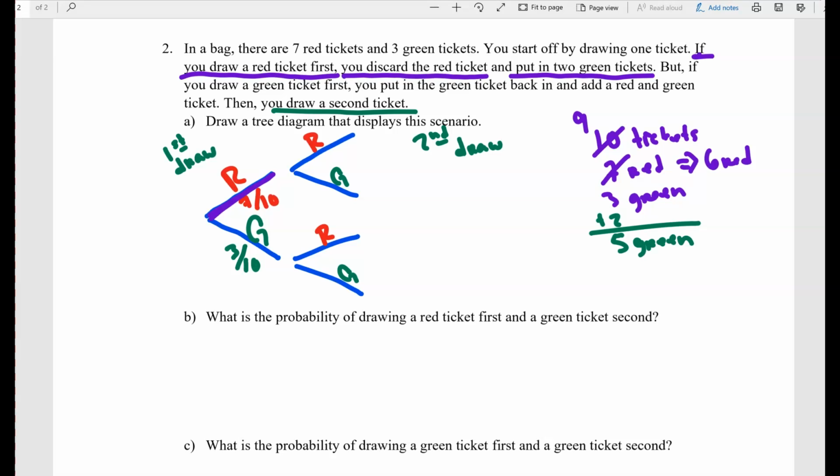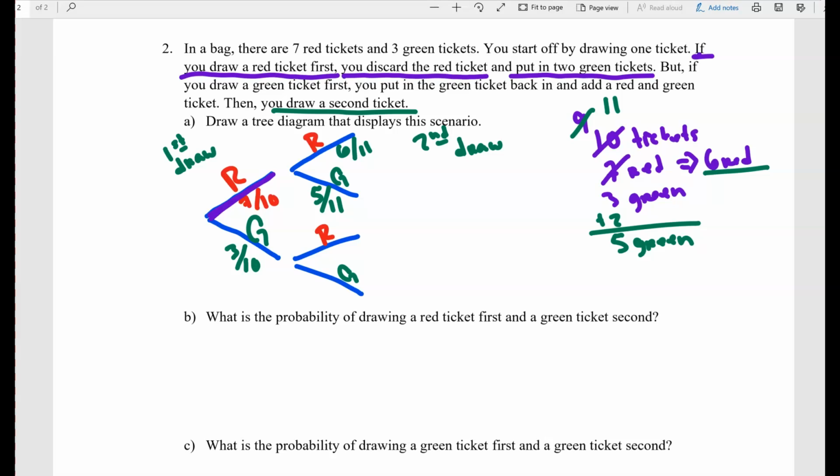If I added 2, how many total tickets do I have? Now I have 11. So how many red do I have? I have 6 red out of 11. And how many green do I have now? I have 5 green out of 11. If you need to continuously rewind this video over and over, you do it. So that's what that is.